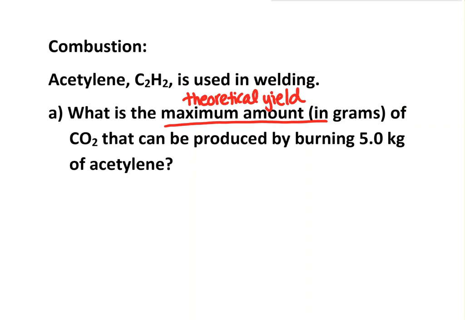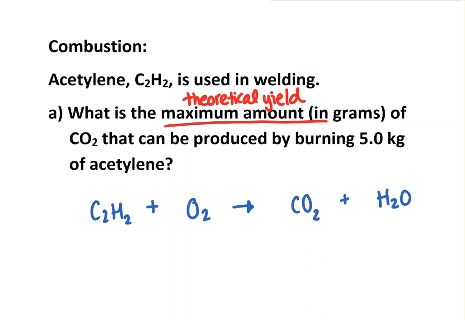And in order to do this, I'm going to need a balanced chemical equation. So let's start there. My fuel is C2H2, and then this is combustion, so my other reactant is oxygen. Again, complete combustion is what I'm going to assume. That will give me the maximum CO2. So I know CO2 is one product, and I should know the other product is water.